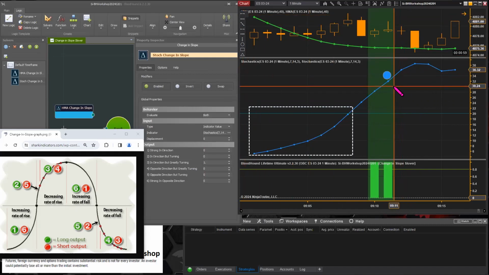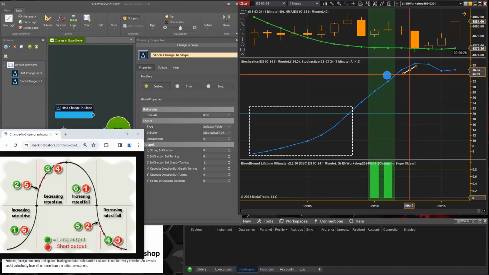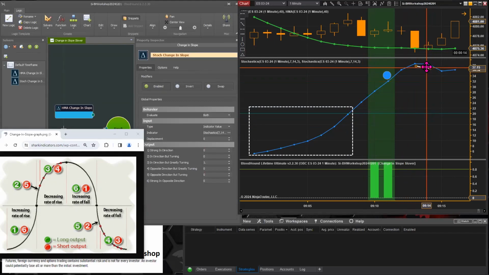It rolled over, but then it went into number one. Between these two bars, it actually increased its angle. So it went into number one for one bar, and then it went to number two, because it's starting to roll over here a little bit. So it went from one to two, and then instantly rolled over here. So it went to number six, because now it's actually angling down. Obviously, thus is the nature of indicators. They don't always roll over perfectly. So there's the technical difference between number two and number three.